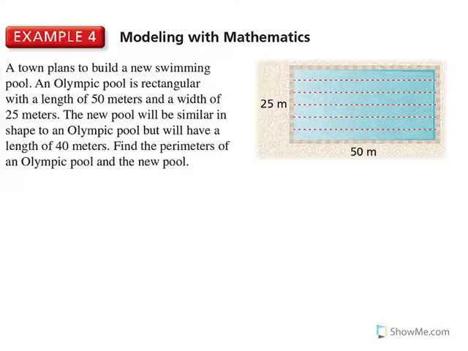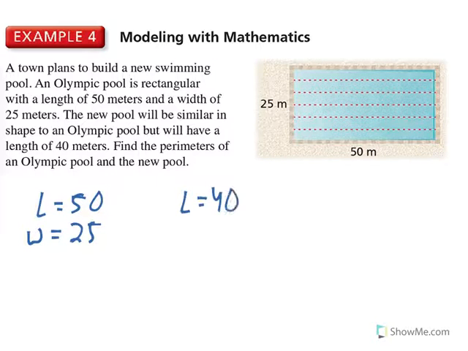So as we look at this example, we have a model of a pool. There it says that they're going to have an Olympic pool, for one, has a length of 50 and a width of 25. So if L equals 50, the width equals 25. But the pool that they're building, they want the length to be 40 instead. And so we want to find the perimeter of the original, the Olympic pool, and the perimeter of the new pool. So like if we put N on these ones and O's over here. Okay, so first we need to think about what the proportion is whenever we go from the Olympic pool to the new pool.